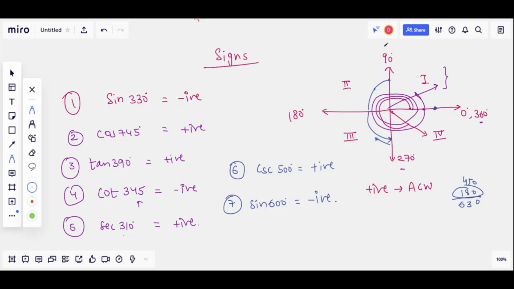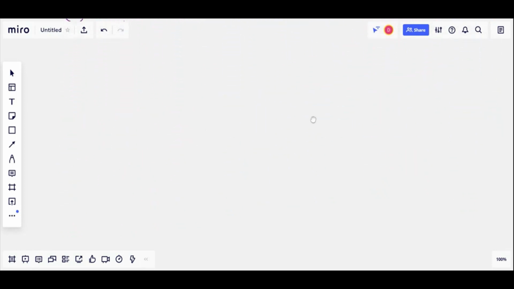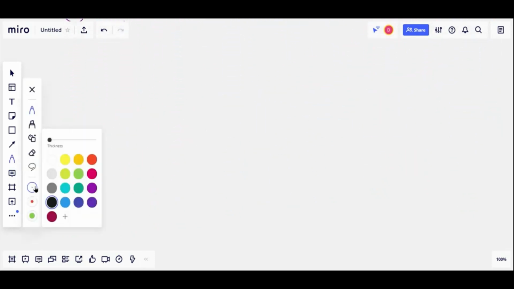So this is how we have to find out the signs of all the trigonometric functions. Making such a rough quadrant in our work actually helps us determine where these angles will lie. And we just have to remember that simple rule: in the first quadrant, all the trigonometric ratios are positive. In the second one, only sine and cosec are positive. In the third one, only tan and cot are positive, while in the fourth one, sec and cos are positive and the rest all are negative.